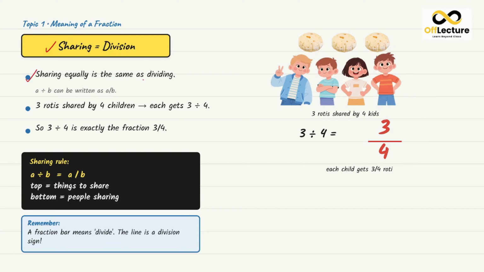So if you share 3 rotis among 4 friends, each one will get 3 divided by 4, because you have shared 3 rotis among 4 friends. So that will become 3 by 4 of a roti, and the line in this fraction will literally mean divide.